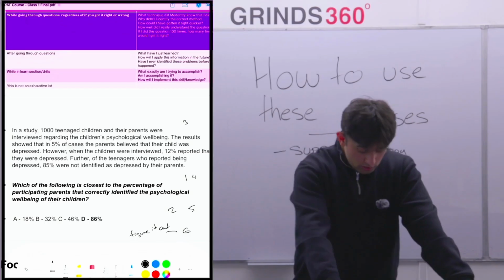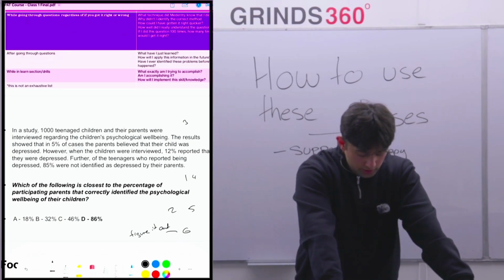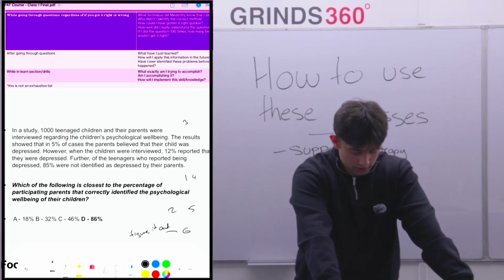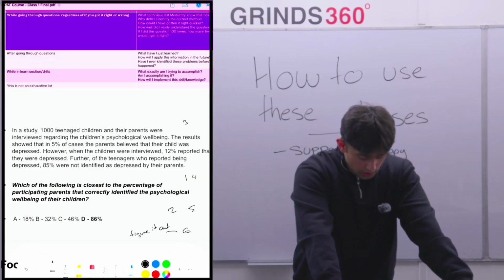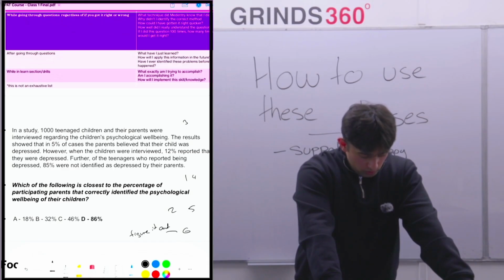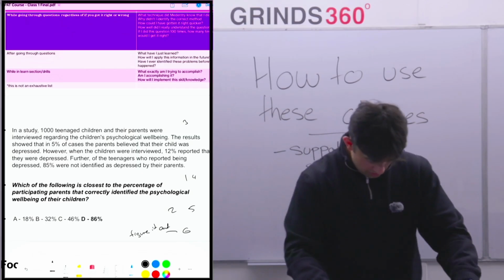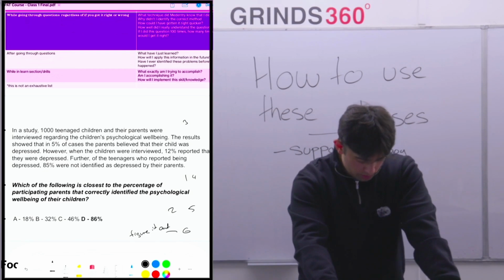If you read the question: which of the following is closest to the percentage of participating parents that correctly identified the psychological well-being of their children? 18, 32, 46, 86. Okay. In a study, 1,000 teenage children and their parents were interviewed regarding their children's psychological well-being. The results showed that in 5% of cases, the parents believed that their child was depressed. Okay, so in 5% of cases, the parents believed their child was depressed. However, when the children were interviewed, 12% reported that they were depressed.